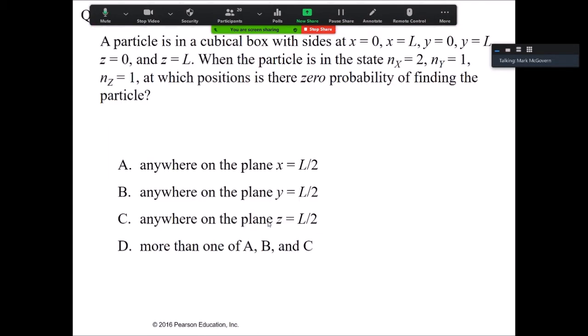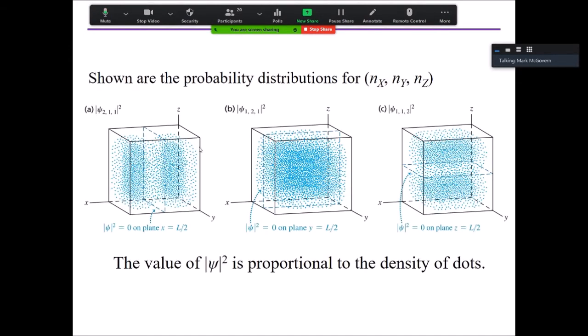Okay, so a couple questions first, and we'll keep going with this. The particle's in a standard cubical box with sides L. When the particle is in the state 2, 1, 1, what positions is there a 0 probability of finding the particle? So, give me a letter, what do you think about that? The quantum numbers are 2, 1, 1, which is the situation on the far left here.